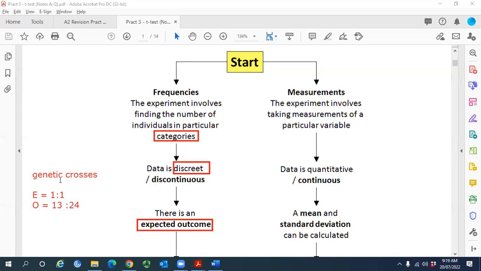So there is an expected outcome, which is the E. So I want to know whether the observed data is significantly different from expected data or not. What test should I do? My dear, what test should we do? Chi-square test, right? So for this one that I want to find out, I must do a chi-square test. Okay. So this is for experiment, which is a genetic cross.